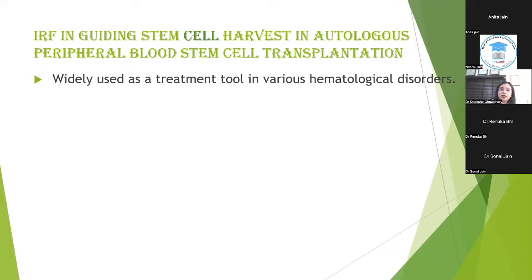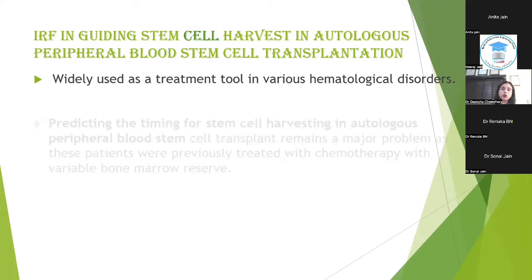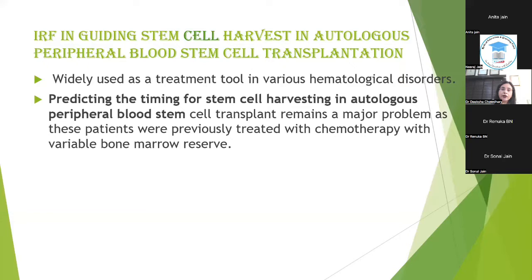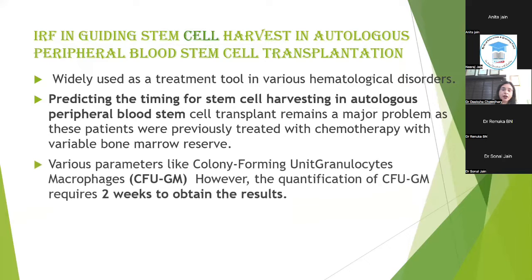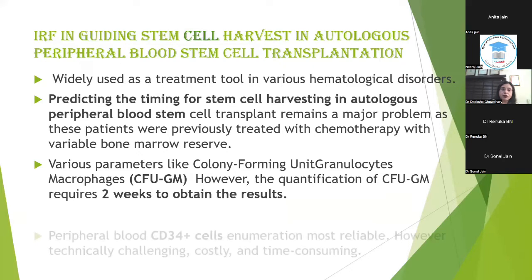Now, stem cell harvesting in autologous peripheral blood stem cell transplantation. Here, IRF can guide us on the timing of stem cell harvesting. This tool is widely used in various hematological disorders nowadays, and we can predict the timing of stem cell harvesting with the help of IRF. This is a crucial thing because the patients are already on chemotherapy and there is a variable bone marrow reserve. Various parameters like CFU-GM have been used for this purpose, but the quantification of CFU-GM requires 2 weeks to obtain the results.